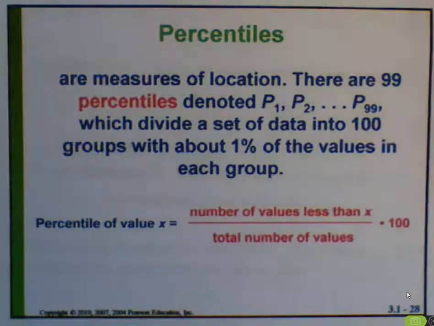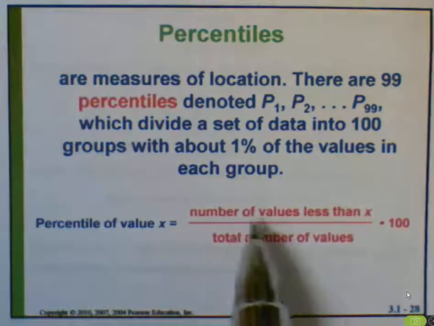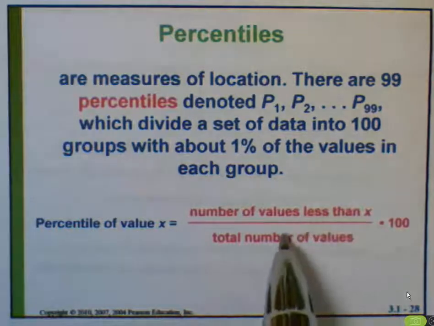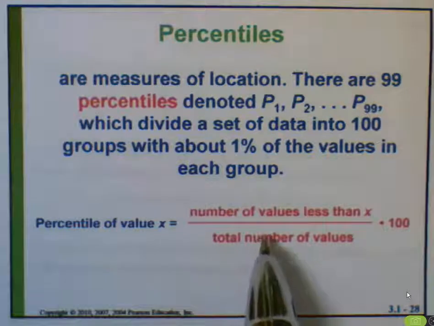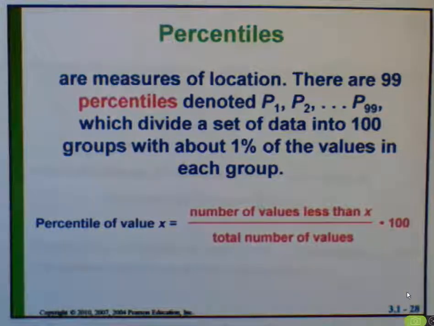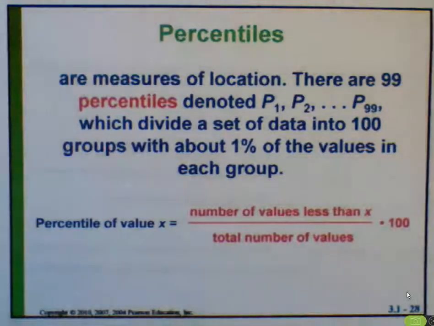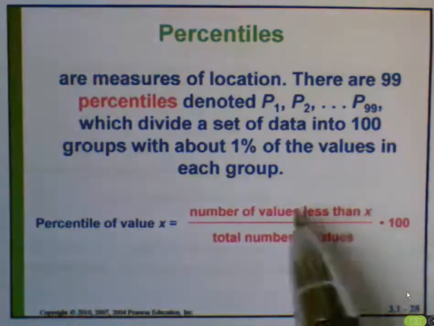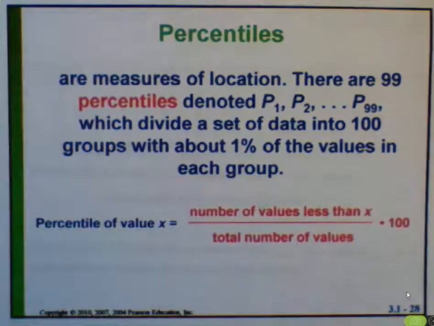If you're looking for the percentile of a certain score, you just count the number of values less than that score and divide it by the total number of values, because you're finding the percent of scores that are less than the number that you're looking for the percentile of, and then you change that to a percent by multiplying by 100 or moving the decimal 2 places to the right. So a percentile is just the number of values less than a given value divided by the total number of values and then change to a percent.